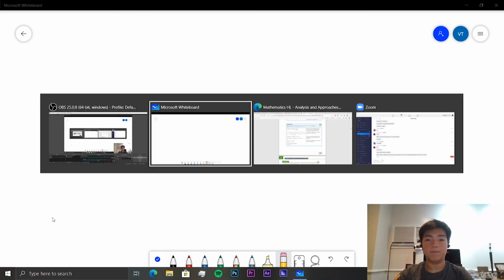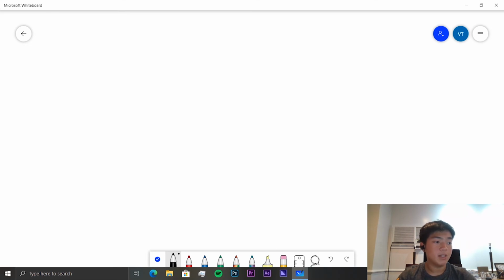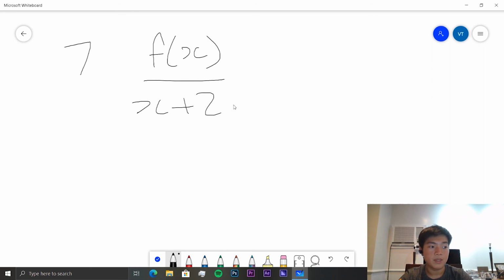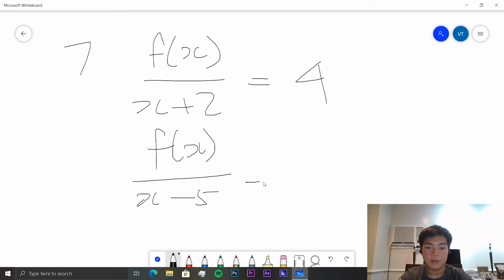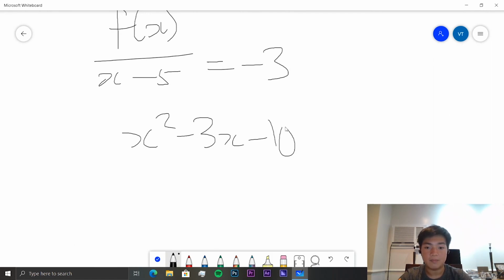So next, on to the next question. Sorry, I'm back now. Let's continue on to question 7. It says if we have a polynomial that we don't know exactly what it is, but when we divide it by x plus 2, we get a remainder of 4, and when we divide it by x minus 5, we get a remainder of negative 3, we need to find the remainder when we divide it by x squared minus 3x minus 10.